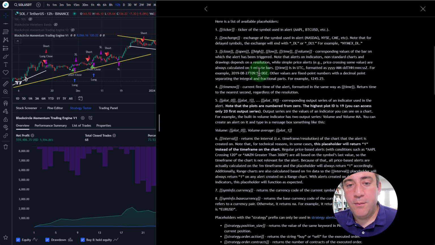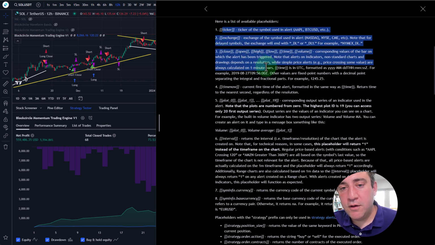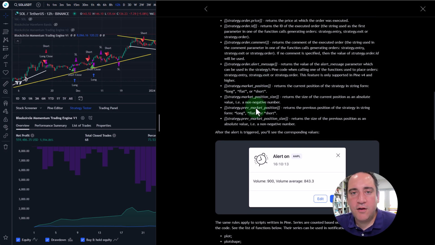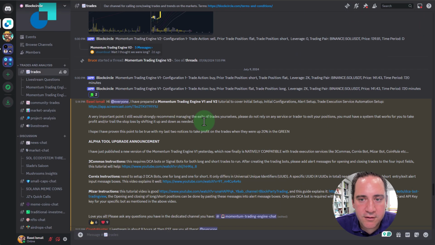So you could also include all of these. You can include close, open, high, low. You can include time now. You can include different plots and intervals and currencies and your previous market position. So how I've done it, and I'll show you exactly how it shows up.